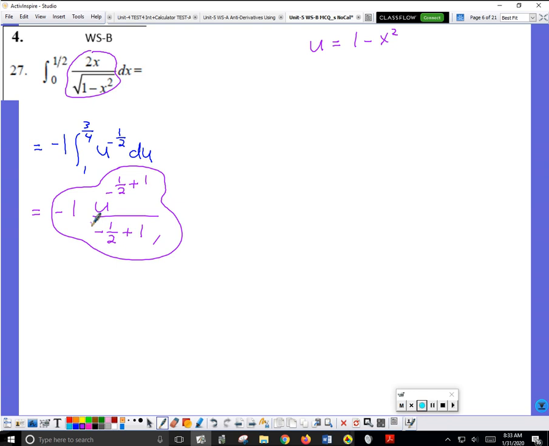Now, because we changed the limits, it's a shortcut. We don't have to go back. We don't have to plug this back in. Mathematically, it's perfectly equivalent. So all we have to do is say, here's f. Let's plug this into f, and then let's plug this into f and subtract them. It's the fundamental theorem.